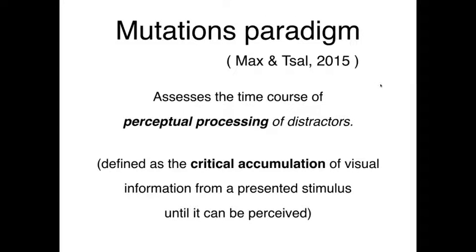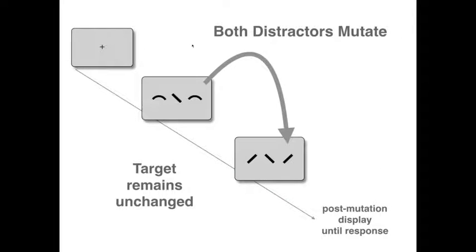We use the mutations paradigm to assess the time course of perceptual processing of distractors. And when I say perceptual processing, I mean the critical accumulation of visual information from a presented stimulus until it can be perceived. So, in the mutations paradigm, on each trial, while the target remains unchanged from onset until response, both distractors mutate once per trial, and after the mutation, the display remains on screen until response.